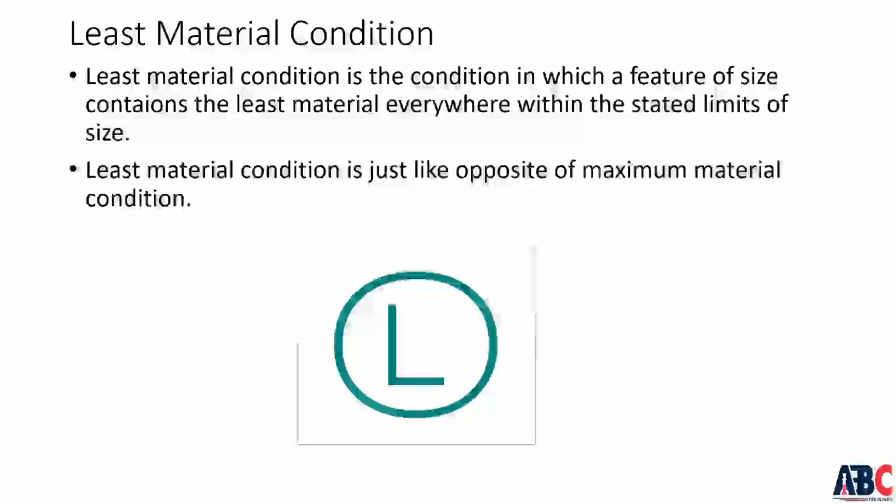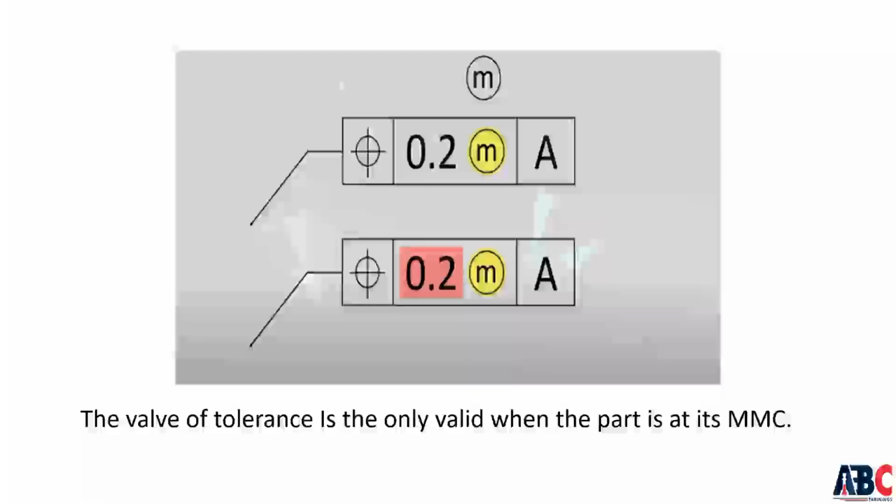Now let's look at how we can use these conditions to save money, by adding the letter M in a circle after the geometric tolerance. For example, with a position tolerance, we are saying that the value of the tolerance is only valid when the part is at its MMC, that is maximum material condition. If the part did not reach its limit, then the manufacturer can add the unused tolerance to the value of the geometric tolerance.